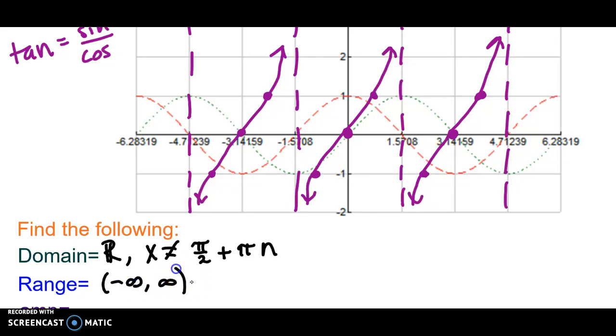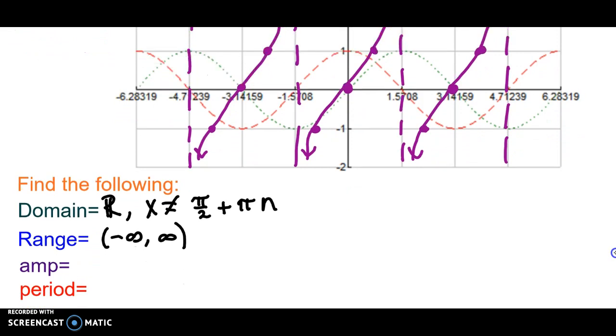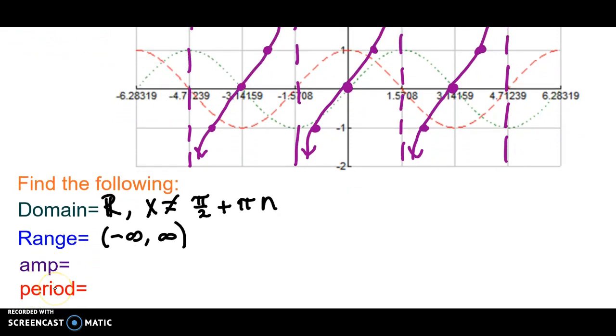Okay, our range, well, this one's a bit simpler. Our range is negative infinity to infinity, thinking bottom to top. The next thing is the amplitude. Well, remember we defined amplitude before as being half the distance of the range, but how would I take half of negative infinity to infinity? Well, we can't. Okay, so that doesn't exist.